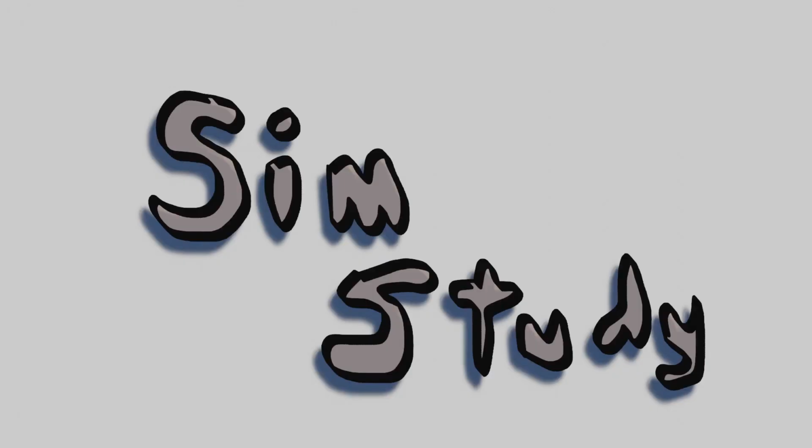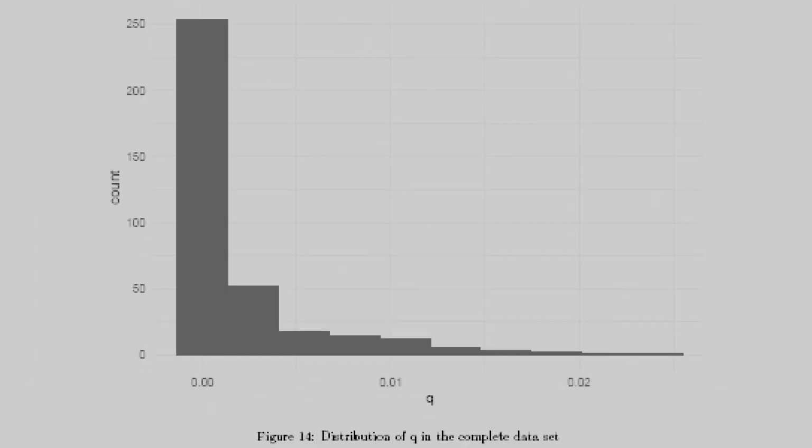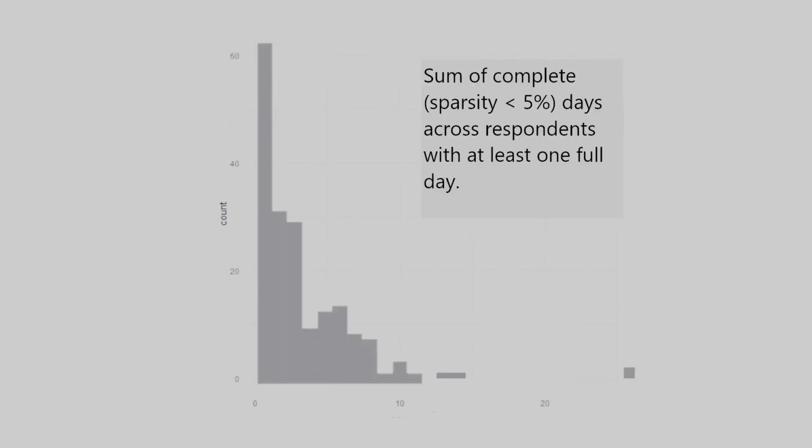In order to start to understand these issues, we designed a simulation study on the basis of just the full data from our respondents with very low sparsity. Using this, we could simulate missingness under different conditions and see what happened if we then estimated our aggregate measures as normal.